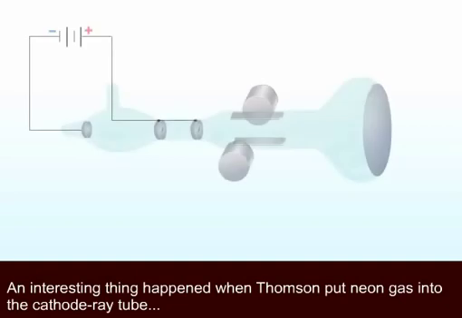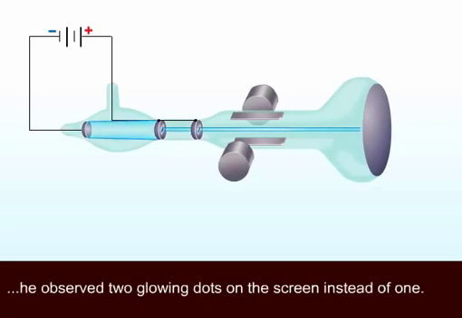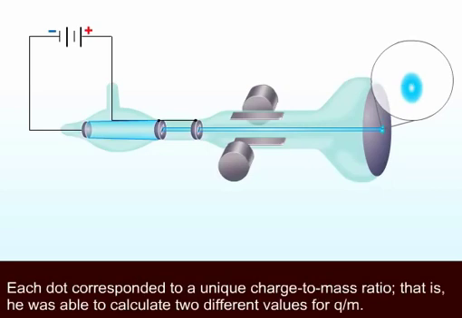An interesting thing happened when Thomson put neon gas into the cathode ray tube. He observed 2 glowing dots on the screen instead of 1. Each dot corresponded to a unique charge-to-mass ratio. That is, he was able to calculate 2 different values for Q divided by M.